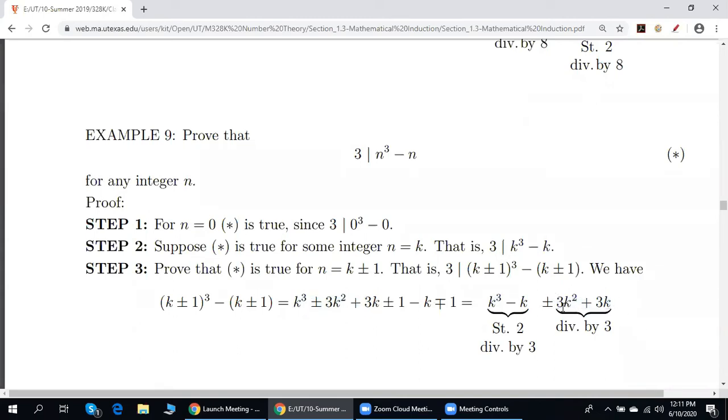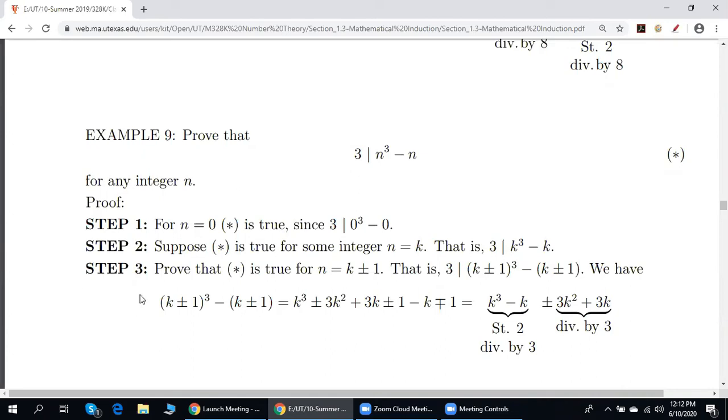Done. This expression is divisible by 3 because if we factor out 3, it is of the form 3 times integer. This expression is divisible by 3 by step 2. Since this is divisible by 3 and this is divisible by 3, the whole thing is divisible by 3. Done. Any questions here? Can you explain again what the difference between plus minus and minus plus is?